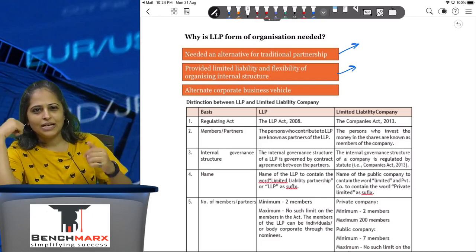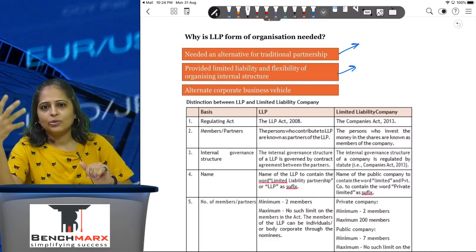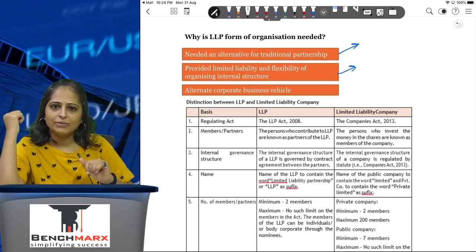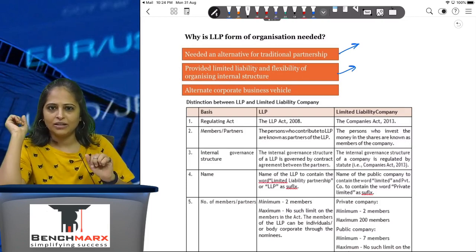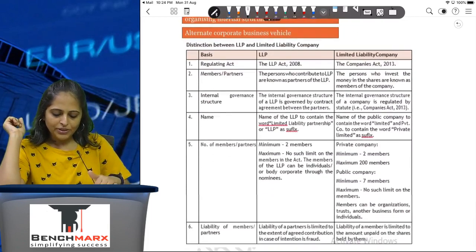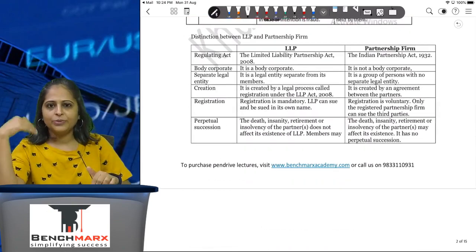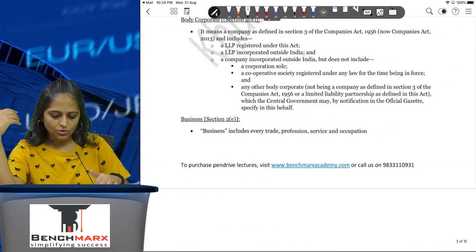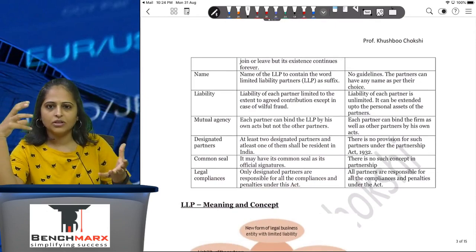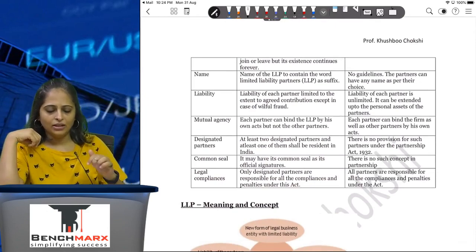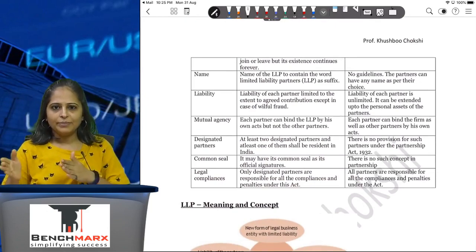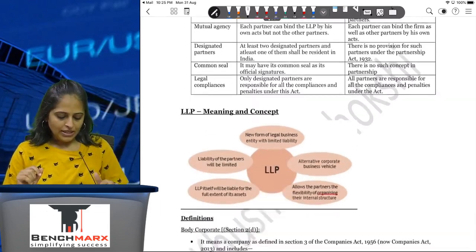It has not been asked in your examination yet, but it is a question which can be asked because it's a theory type of question and it's perfect for a 5-mark question. So I have put it in a tabular format, and I would request you to go through the differences between the LLP and the company, and the LLP and the partnership firm.